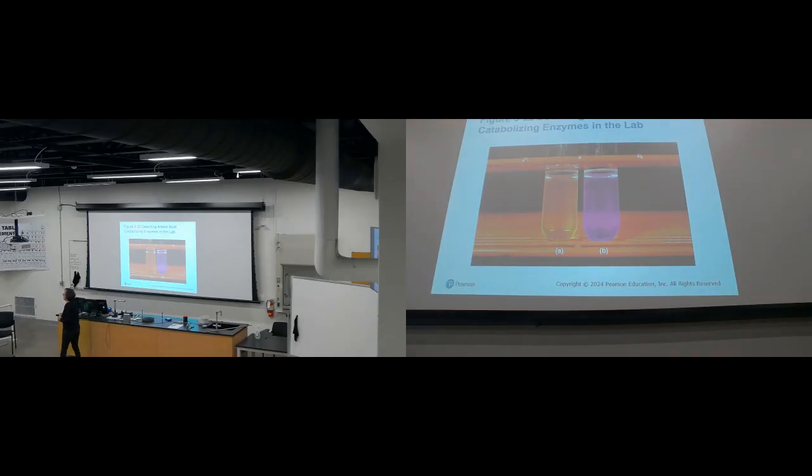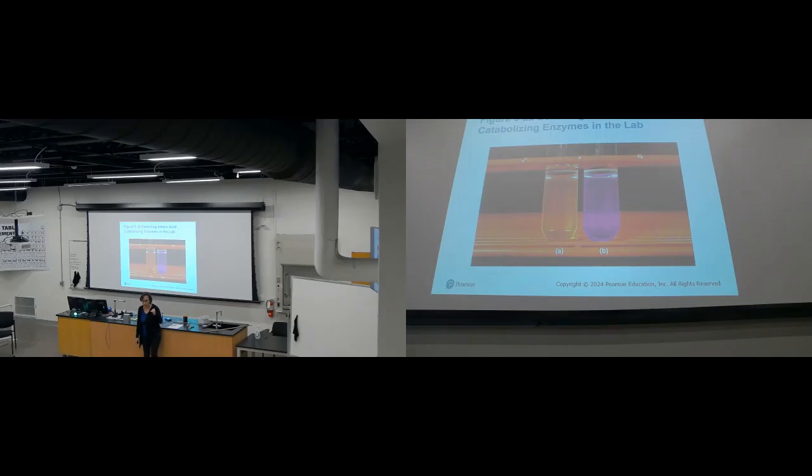So here we have two test tubes that help to detect the presence of enzymes that make the bacteria use proteins. So in this test tube, we have this liquid media that has a pH indicator. In this case, it's going to be bromocresol purple.